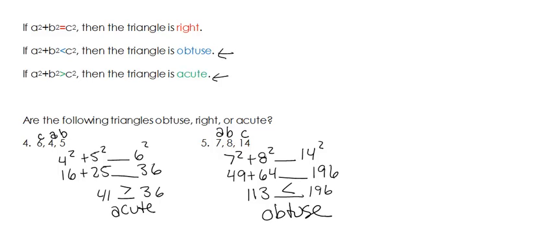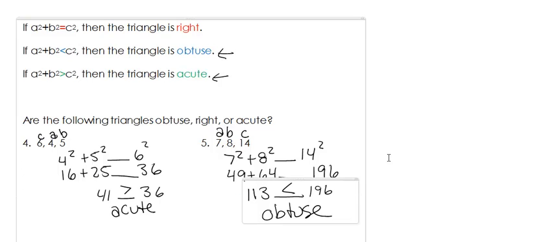Okay? So based on this theorem, all you need to do is check if a squared plus b squared is larger than c squared, or a squared plus b squared is less than c squared, and that's going to tell you whether the triangle is acute or obtuse.